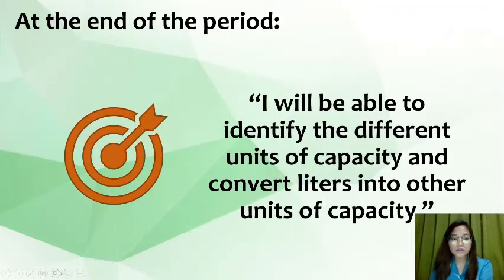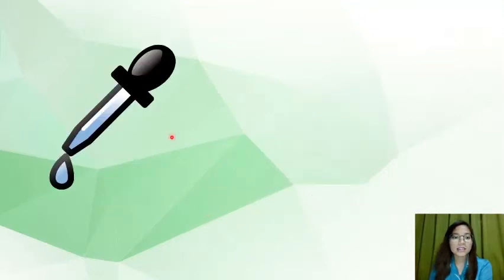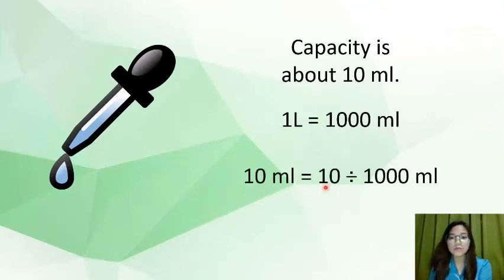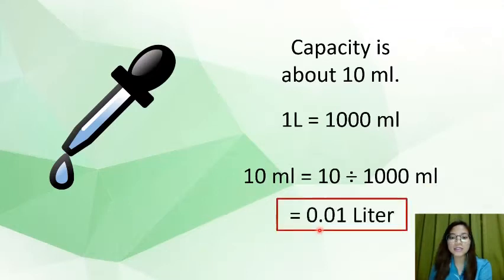Our goal here is for you to be able to identify the different units of capacity and convert liters into other units of capacity. Now, let's have this eyedropper here. Let's say that the capacity of this eyedropper is about 10 milliliters. How can we get it into liters? We know that 1 liter is equal to 1000 milliliters. So, 10 milliliters is equal to 10 divided by 1000. It will give us an answer of 0.01 liter.